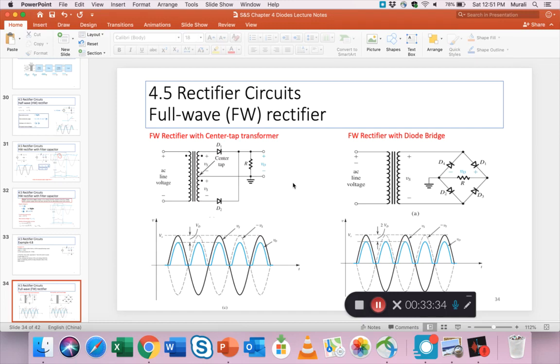The same thing is also achieved using a bridge arrangement of 4 diodes. In this case we have 2 diodes, and on the right side we have 4 diodes. And what do the 4 diodes do? They work in pairs. And I think we already studied this when we did the 4 LED lab.